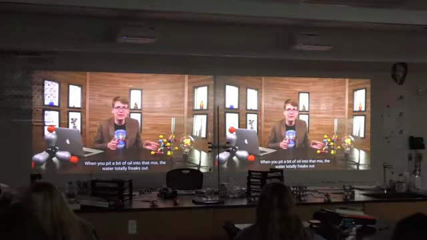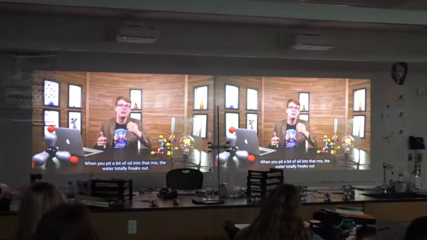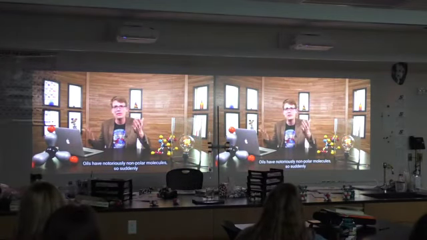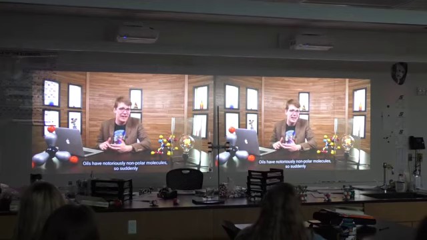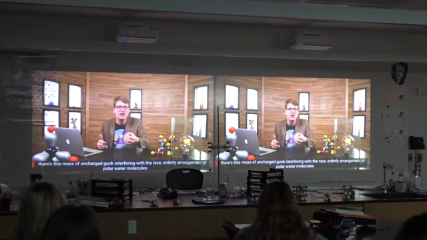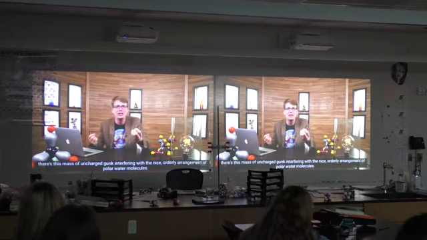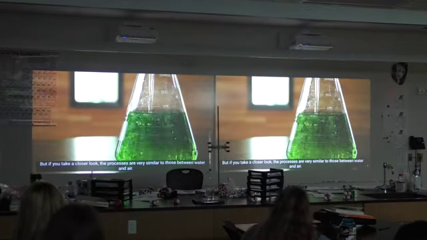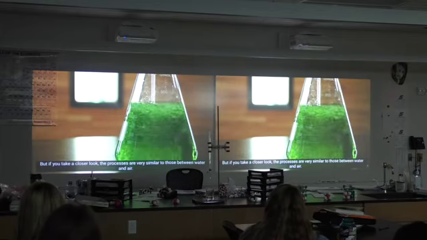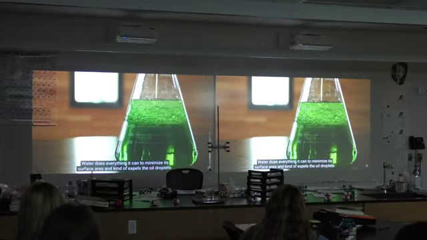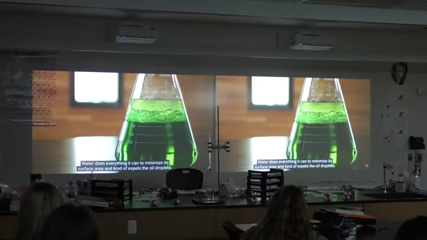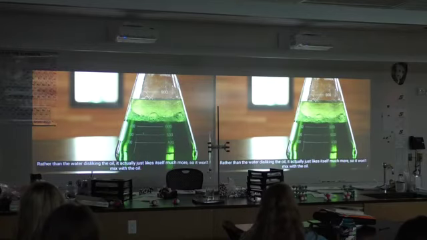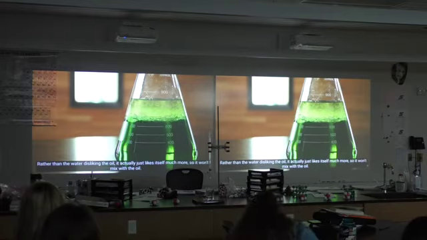When you put a bit of oil into that mix, the water totally freaks out. Oils have notoriously nonpolar molecules, so suddenly there's this mass of uncharged gunk interfering with the nice orderly arrangement of polar water molecules. But if you take a closer look, the processes are very similar to those between water and air. Water does everything it can to minimize its surface area and kind of expels the oil droplets. Rather than the water disliking the oil, it actually dislikes itself much more, so it won't mix with the oil.